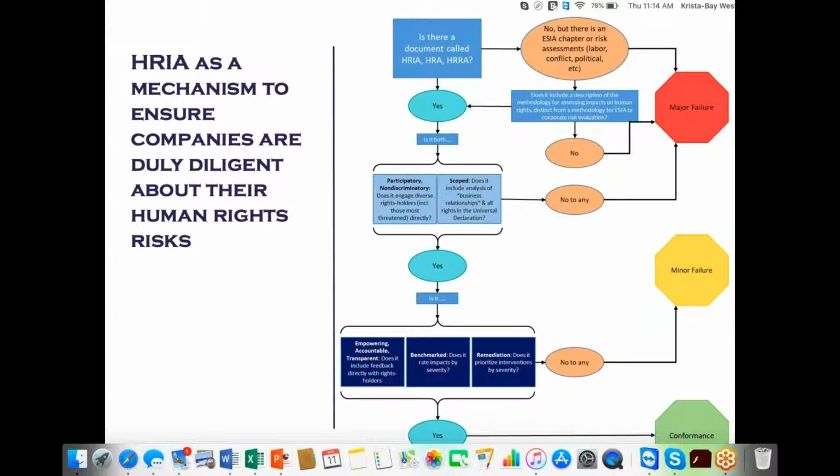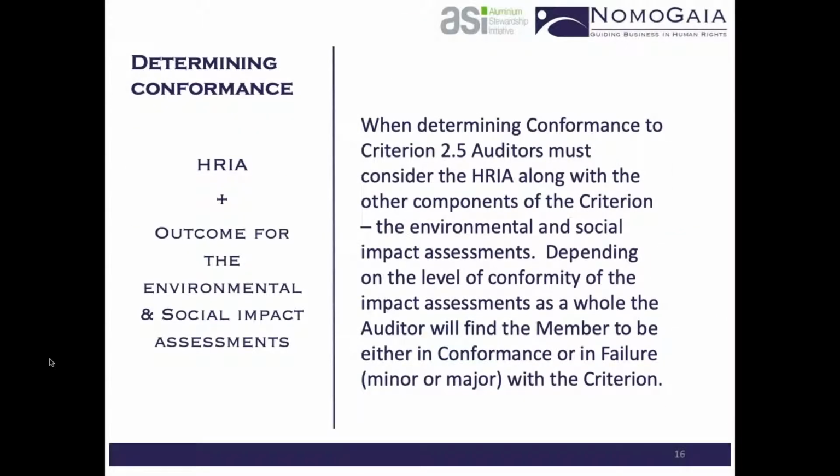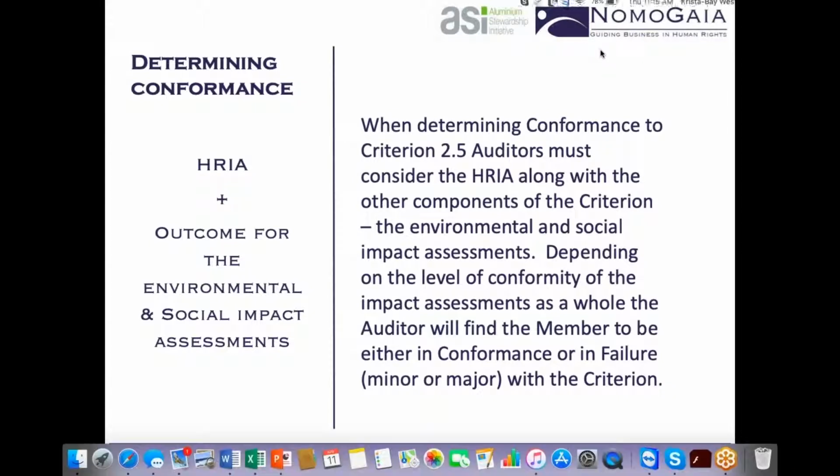But if so, then you can look into the actual content of the assessment for audit, whether it engages rights holders, whether it's appropriately scoped. And if yes to those and it meets the following 3 criteria, you have a fully conforming HRIA. And your work as an auditor is thorough and complete and successful. Now, there are implications for ASI certification that Krista's going to talk about, so I will let her take over from here.